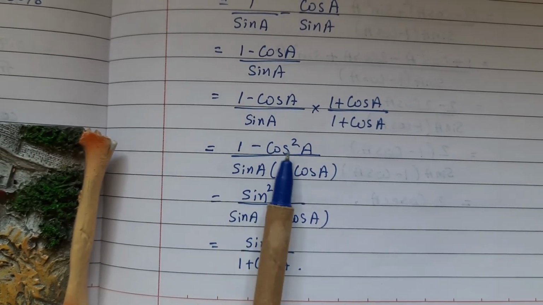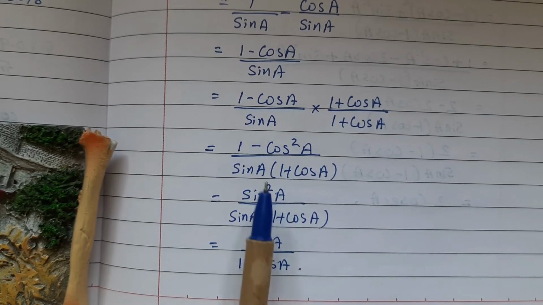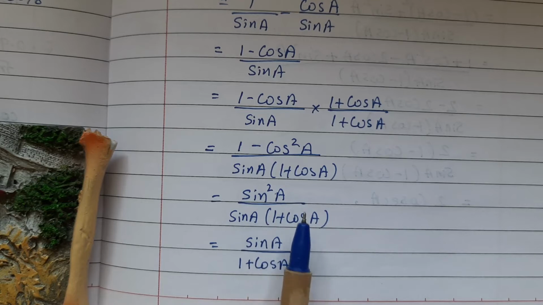1 minus cos square A is sin square A. Denominator will be sin A into 1 plus cos A. One sin A will get cancelled. Remains sin A upon 1 plus cos A equal to right hand side.